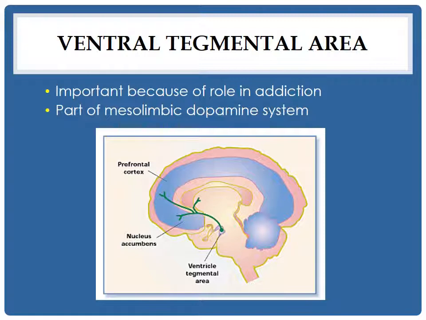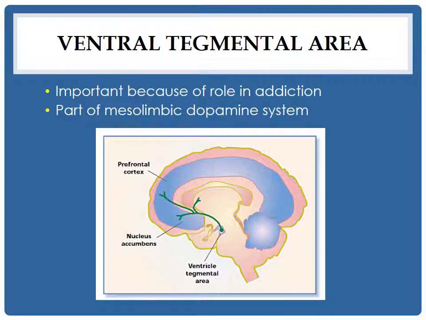So the one structure that I mentioned on the last slide that is important to understand is the VTA, the ventral tegmental area. This is important because of its role in addiction. And we'll talk about this more in chapter 5, but I just wanted to spend a slide on it here. It's part of the mesolimbic dopamine system, which is the reward circuit in your brain. That reward system works for both natural reinforcers and drug reinforcers. There's neurons in the VTA that produce dopamine that then project to a bunch of different areas in the brain.